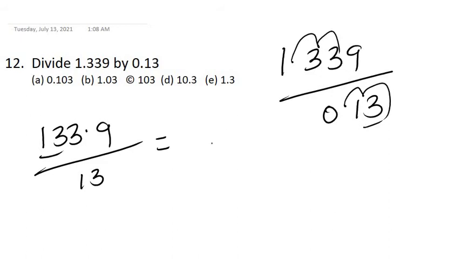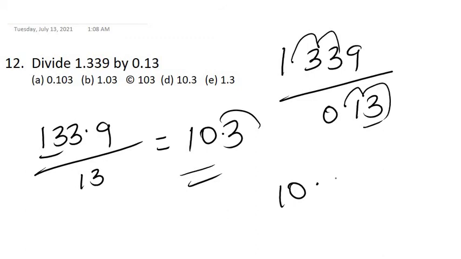13 divided by 13 is 1. 9 divided by 13 can't go, put your 0. 13 times 3 is 39. We have one decimal. You count once, put your point here. So the answer is 10.3, which is D.